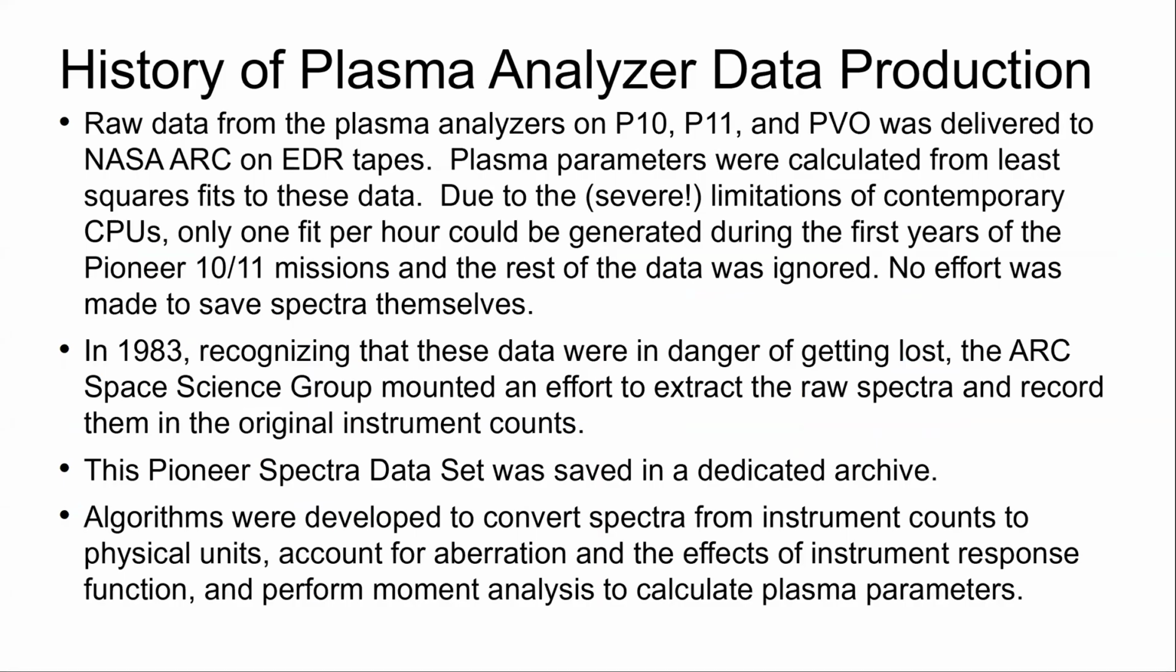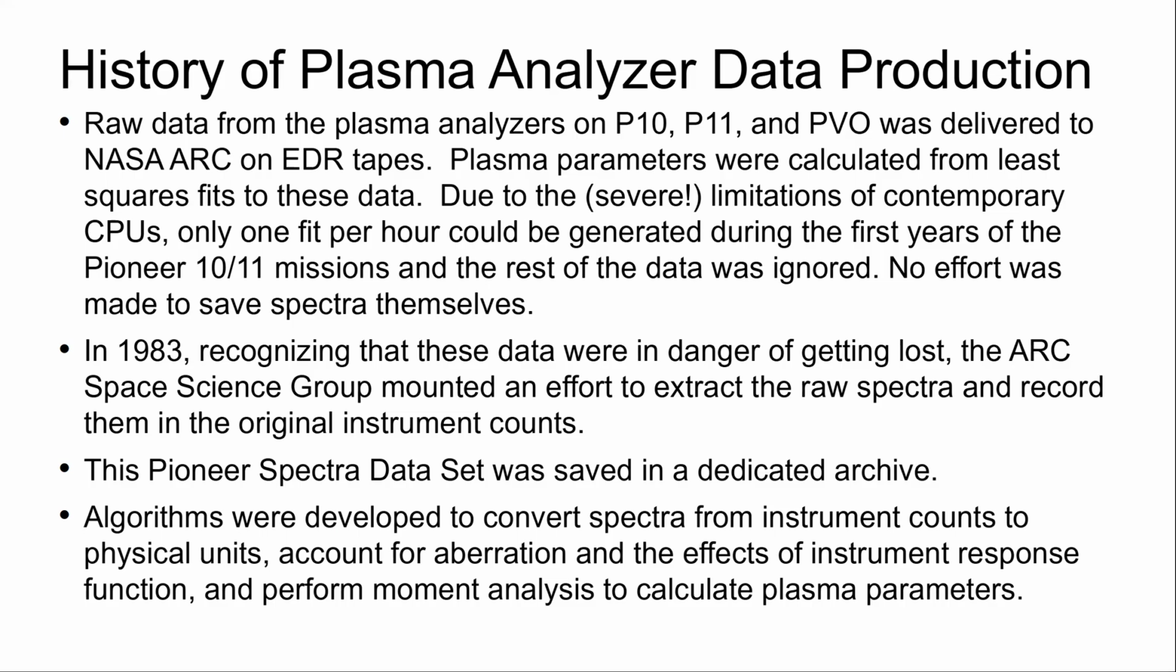The plasma analyzer data production had quite a long and checkered history. The raw data was delivered to us on EDR tapes, originally 7-track tapes, later 9-track tapes. We calculated the plasma parameters directly from the tapes using least squares analysis. And due to limitations of the earliest computers, for the first few years of the mission, we could only calculate 1 fit per hour. So it was fits done on a CDC 7600. Those of you curious can look up its specifications, and you'll be astonished at just how incapable a computer it was compared to modern electronics.